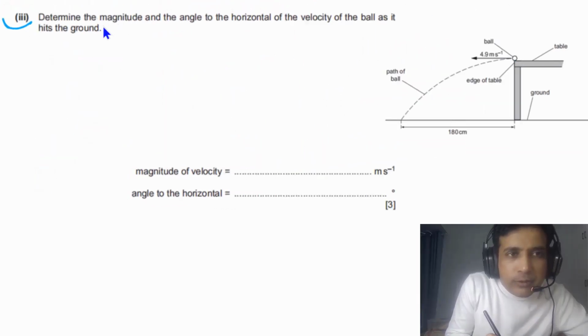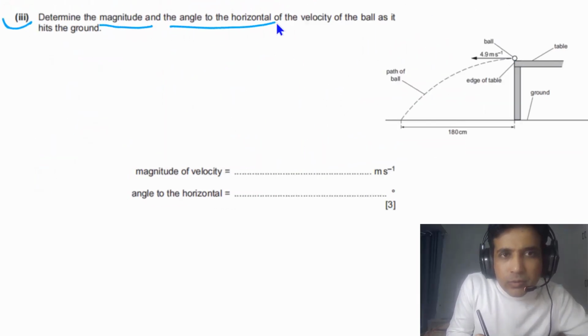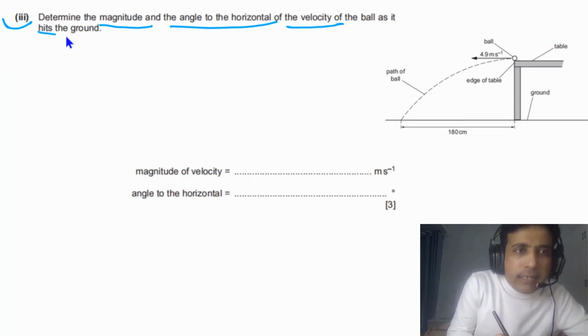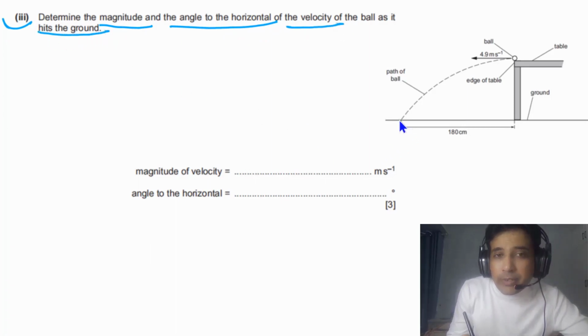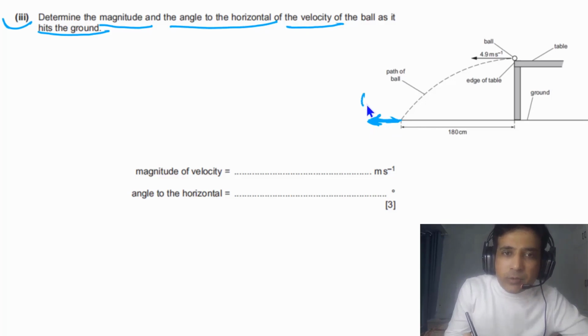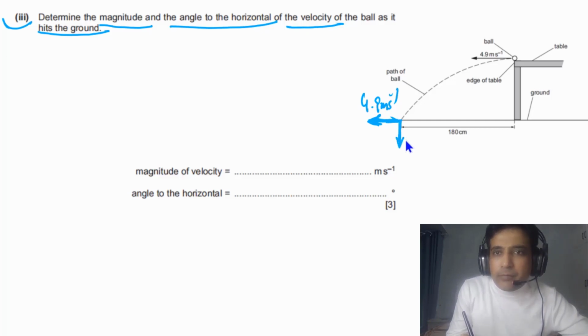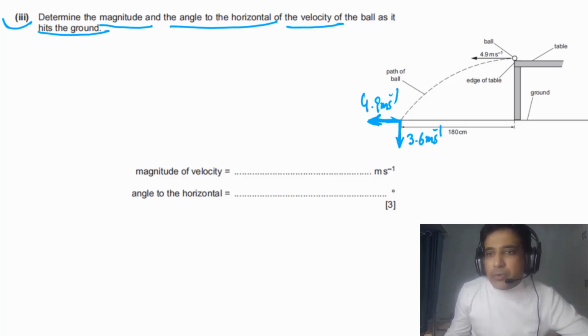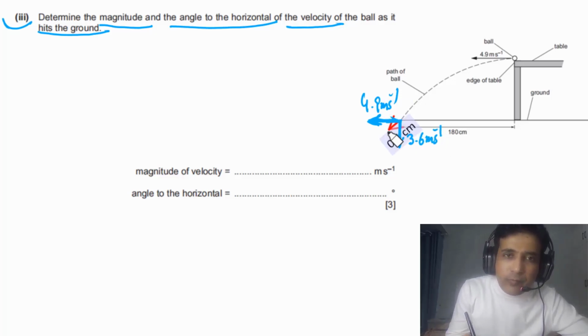For the third part, we need to determine the magnitude and angle to the horizontal of the velocity of the ball as it hits the ground. But we have already calculated the vertical component of the velocity, and we also have the horizontal component. So simply we can rewrite again. The horizontal component of velocity is equal to 4.9 meters per second, and the vertical component that we calculated was equal to 3.6 meters per second. Now we need to calculate the final velocity.